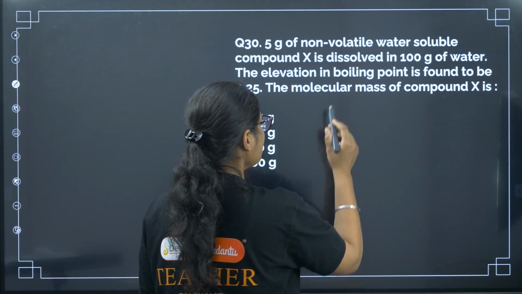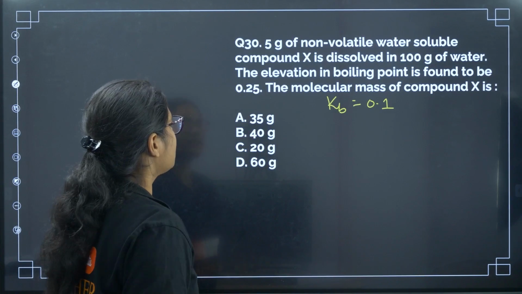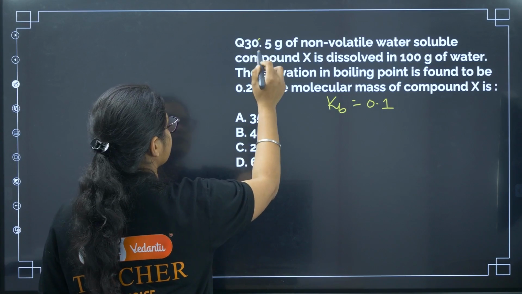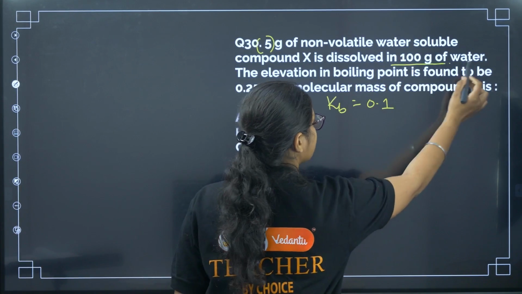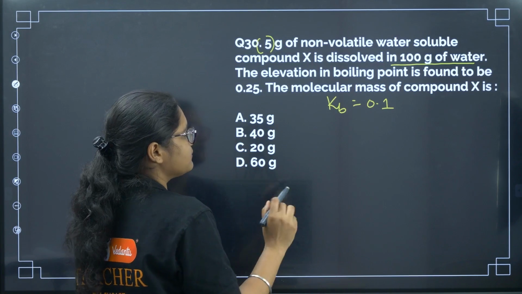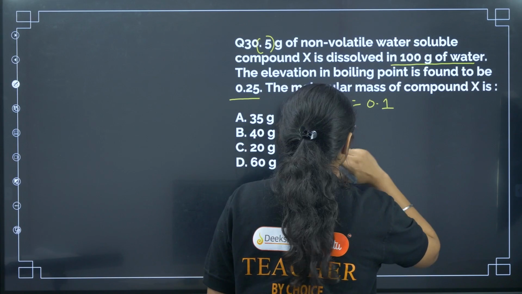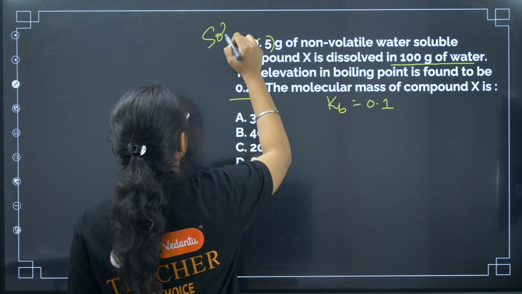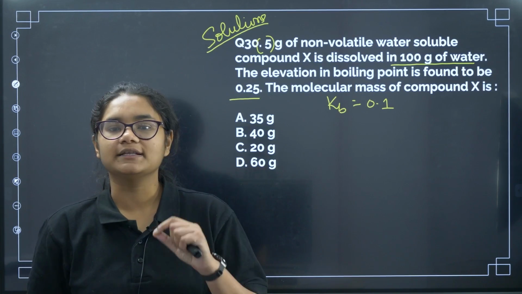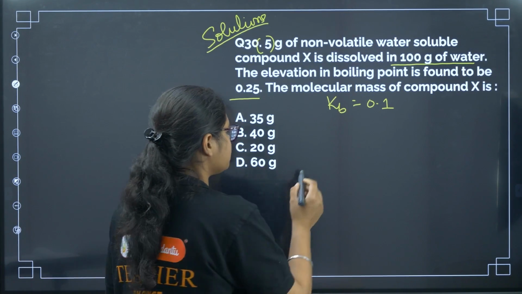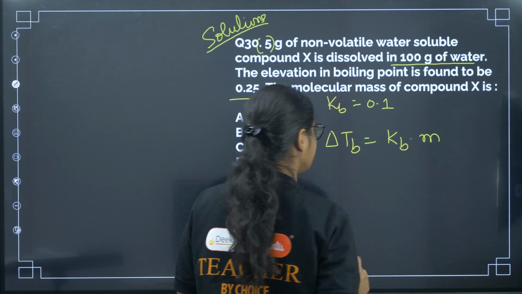Next, here one data you have to write, Kb value was 0.1. 0.5 gram of non-volatile water soluble compound X is dissolved in 100 gram of water. The elevation in boiling point is found to be 0.25 Kelvin. The molecular mass of the compound X is? This question is from solutions chapter, a direct formula based question on the colligative properties, that is elevation in boiling point. So we have this formula delta Tb is equal to Kb into m, right?